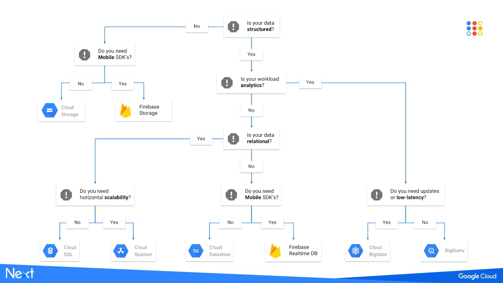If your data is relational, then the question is, do you need horizontal scalability? If you don't need horizontal scalability, then Cloud SQL is a great solution for you, and it's going to be your easiest path to building an application. If you do need horizontal scalability, Cloud Spanner is there to meet your needs. So this is a quick way for you to navigate which of the various database technologies will serve the need for your application.